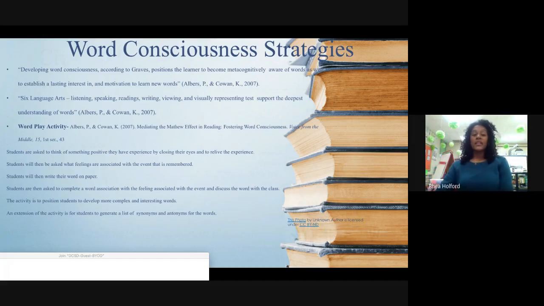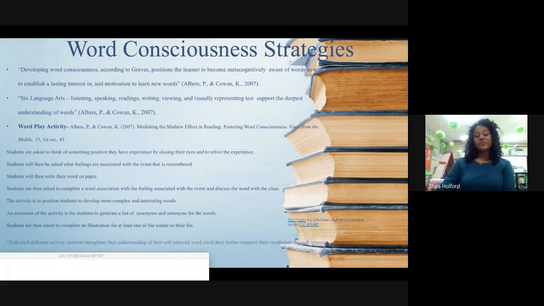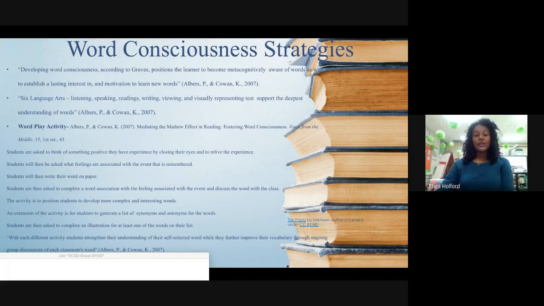An extension of the activity is for students to generate a list of synonyms and antonyms for the words. Students are then asked to complete an illustration for at least one of the words on their list. With each different activity, students strengthen their understanding of their self-selected word while they further improve their vocabulary through ongoing group discussions of each classmate. So this was actually an activity that was researched by my professor, Dr. Peggy Albers, so I wanted to include that. I thought that was very cool. The wordplay activity strategy.